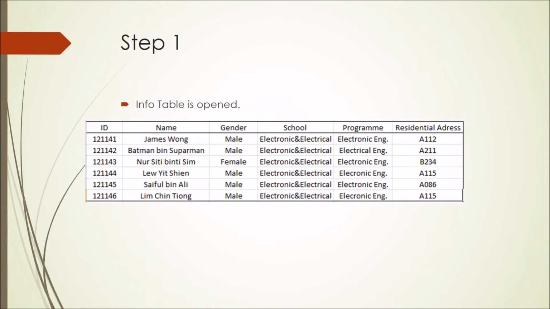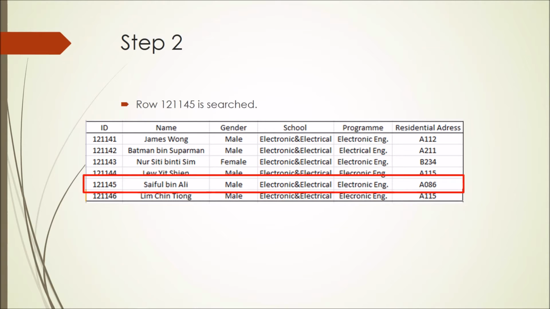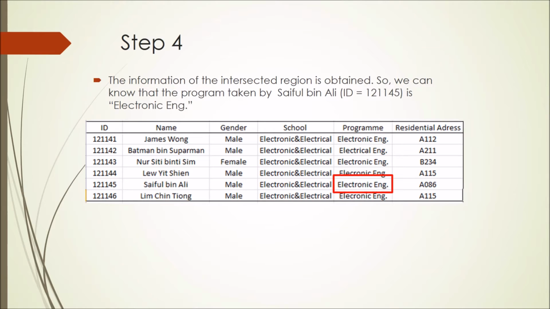Step 1. The info table is opened. Step 2. Row 121145 is searched. Step 3. The program column is searched. Step 4. The information of the intersected region is obtained. So, we can know that the program taken by Saiful bin Ali, ID equals 121145, is electronic engineering.